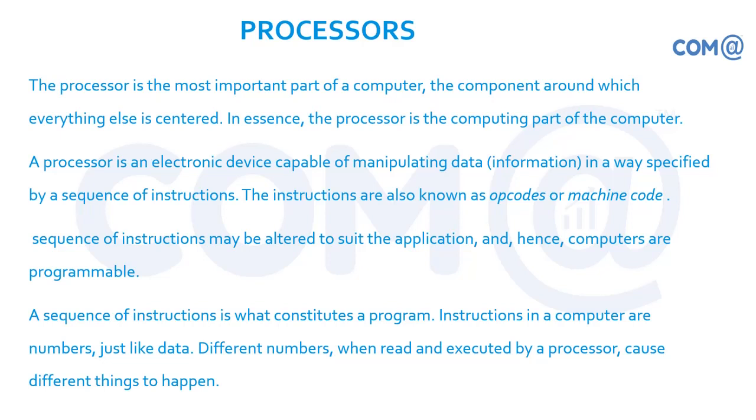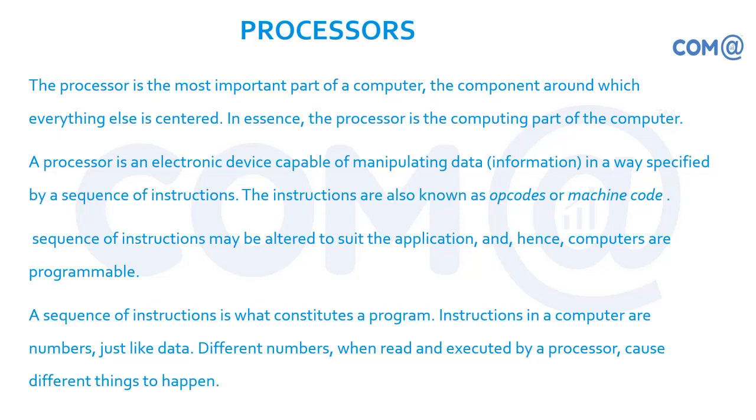Processor is the most important part of a computer. This acts as a heart to a computer. So if it is working good, the entire system will be working good. And the processor is an electronic device capable of manipulating the data in a way specified by a sequence of instructions. So processor processes the information and keeps it ready for circulation with the other level of access.